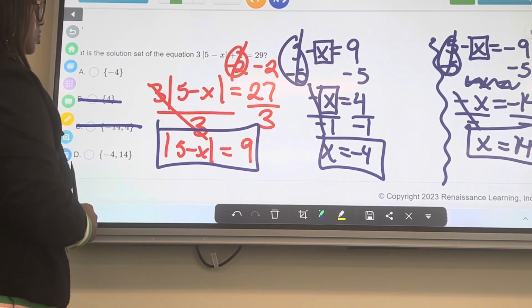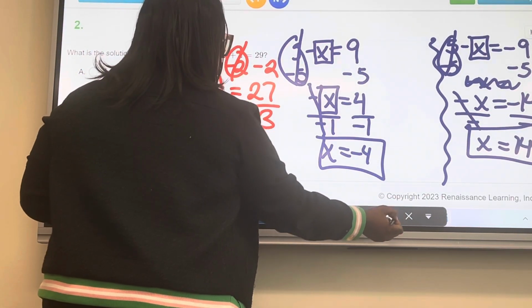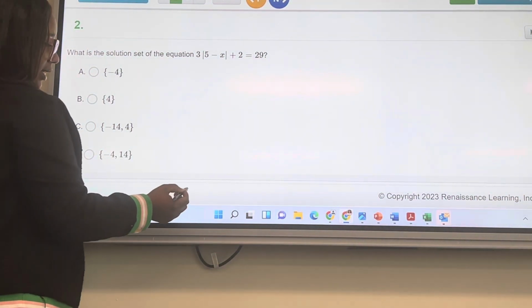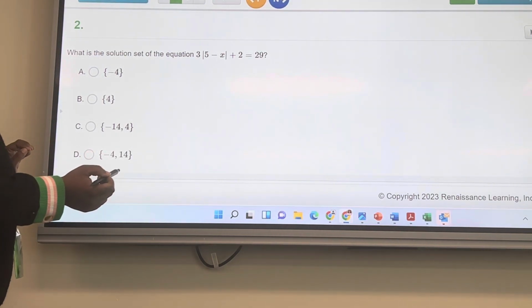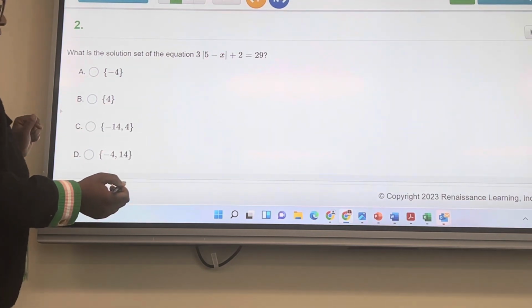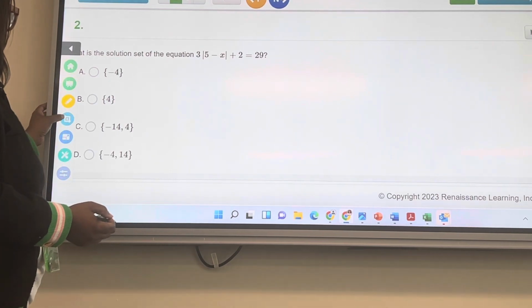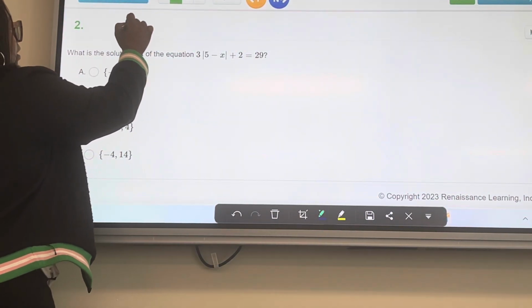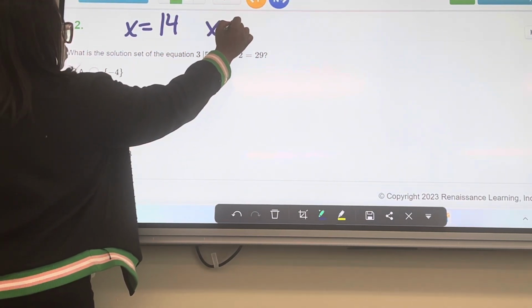I'm going to do this. All right, we got x equals -14 and x equals +4, or -4, +14 and -4. All right, so here we go. X equals +14, x equals -4.